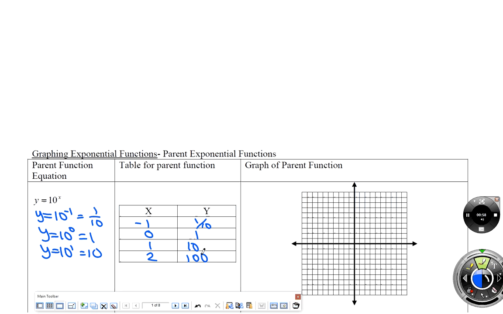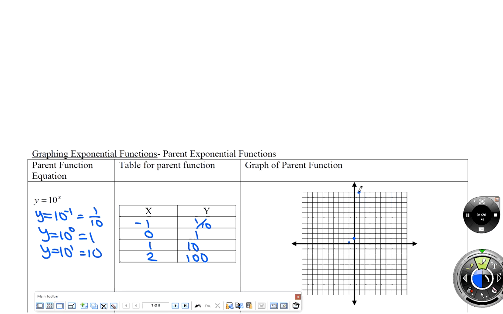You could. Because you numbered your axis differently, it'd be okay. All right, so if we plot these, negative 1 is at 1/10, so it's just barely above the axis. We have a point at 0, 1, we have a point at 1, 10, and then we would have a point at 2, 100, way up there.